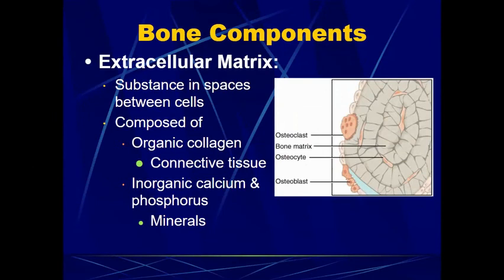In addition to the cells, there's also an extracellular matrix. Extracellular matrix is the substance in the spaces between cells. There is a lot of extracellular matrix in bone compared to skin, where the cells are tightly packed together and there's very little extracellular matrix. In bone, the extracellular matrix is composed of collagen. That is the main connective tissue that we're going to see in bone. And it's also composed of inorganic calcium and phosphorus. Those are the minerals. So that's what we're going to find in the spaces between the living cells.